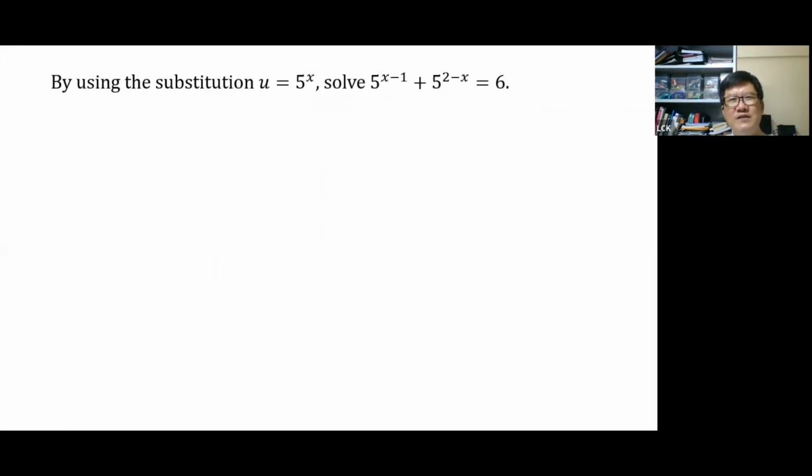All right, now by using the substitution u equals 5 to the power of x, solve this stuff.